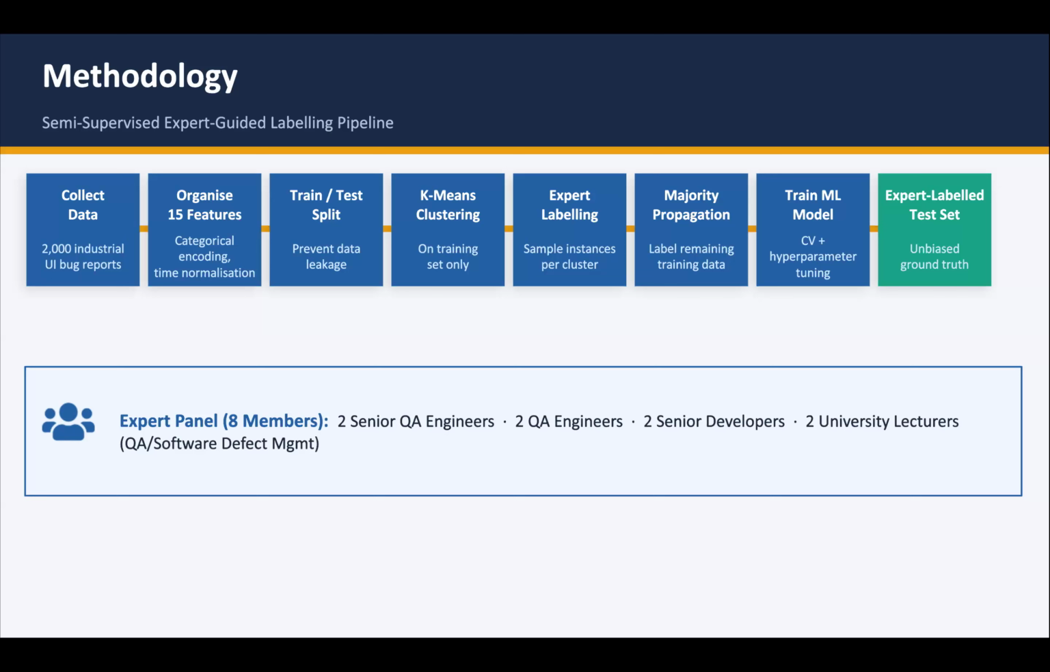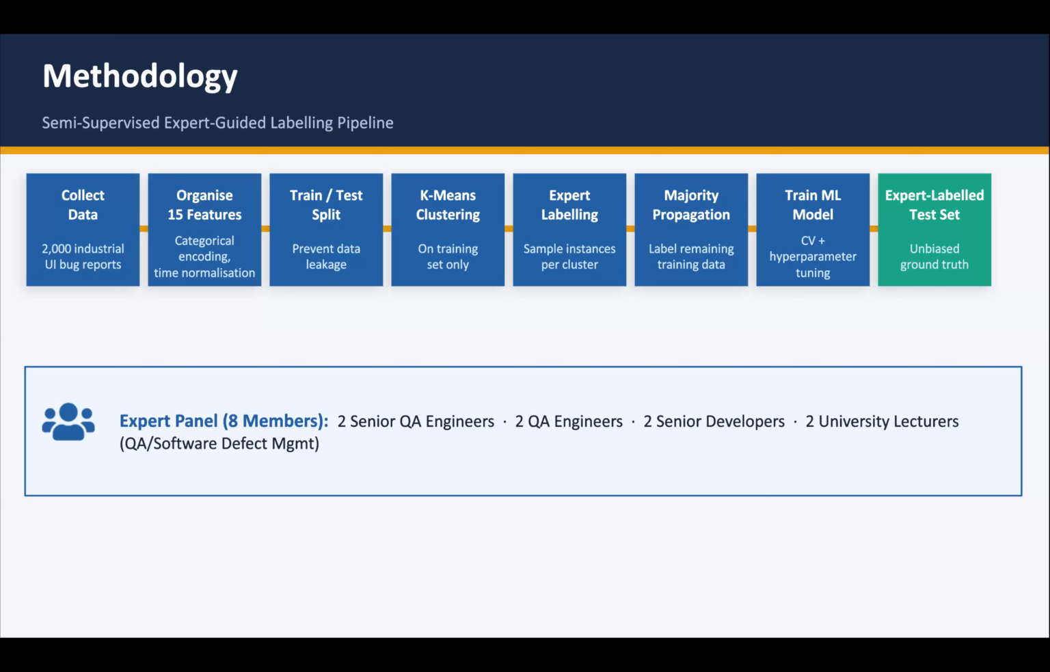We then apply k-means clustering exclusively on the training set. Within each cluster, domain experts manually label a representative sample of instances. Those expert labels are then propagated to the rest of the training data using a majority vote mechanism. The test set, on the other hand, is independently and fully labeled by experts, giving us a clean, unbiased ground truth for evaluation. Finally, we train and tune our models using cross-validation. Our expert panel consists of 8 experts.